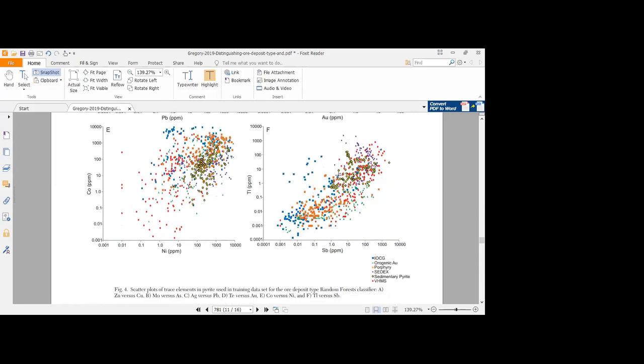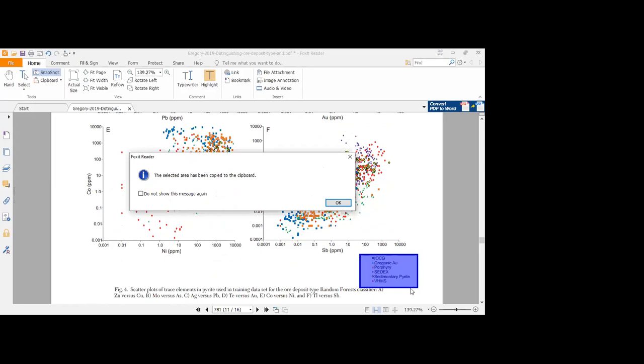Green are for the orogenic gold and the yellow are for the porphyry. So here is the key.